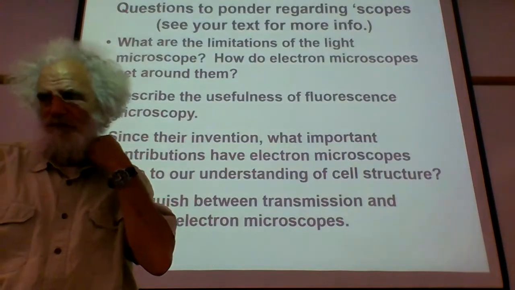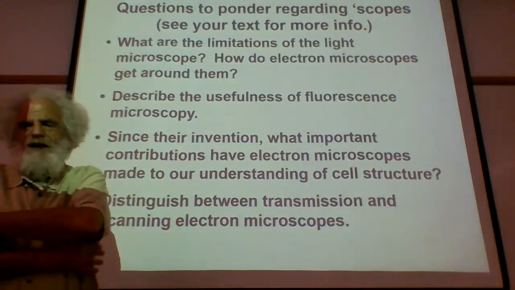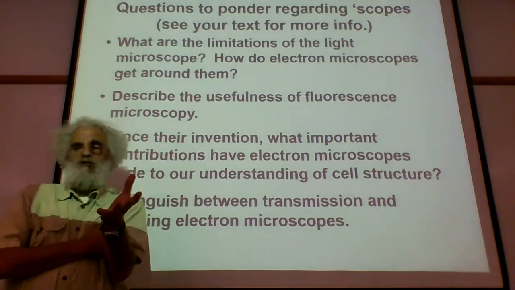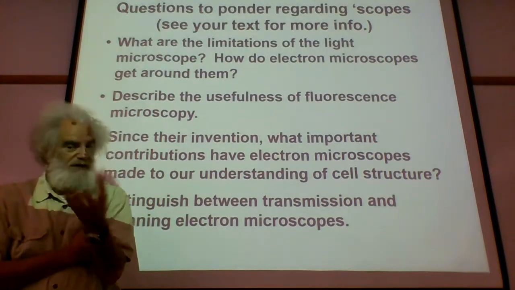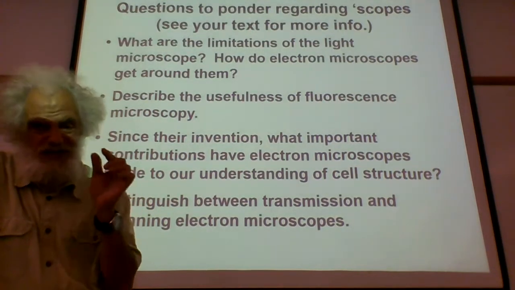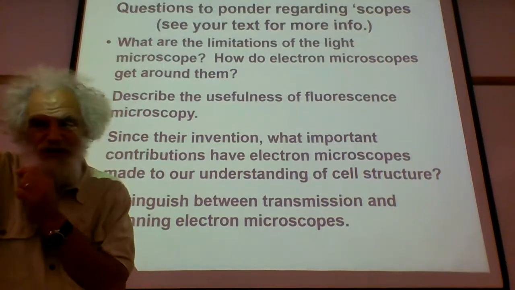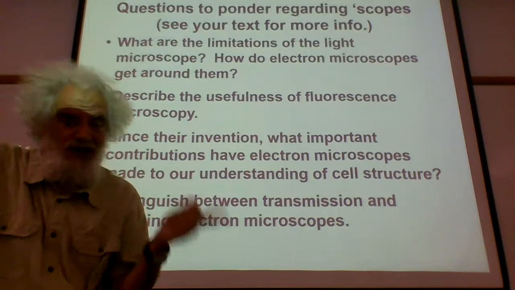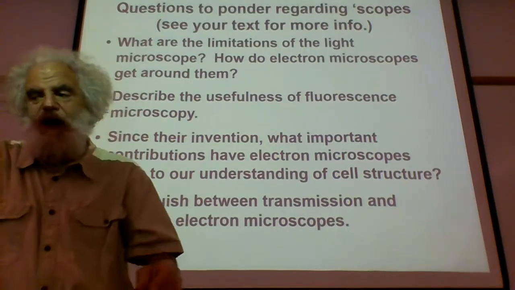Now, some questions to think about. You can look in your text for more info, as it says. The limitations of light microscopes: that is primarily that the wavelength of light is such that there's a limit to how much resolution you can get. Electron microscopes get around these problems by using electrons and not photons.